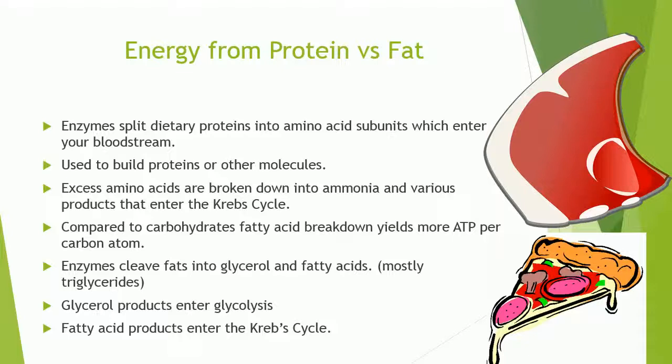So enzymes split, and we've talked about enzymes before, like the Pac-Man pizza scenario. Enzymes split dietary proteins into amino acids. You know that amino acids build proteins, and if you have a protein, your body is going to break it up into those amino acids so it can use it. So enzymes split dietary proteins into amino acid subunits, which enter your bloodstream, and then your body uses them. It's used to build proteins over time, and you're breaking it up to supply your body with all the needs it has for metabolism.